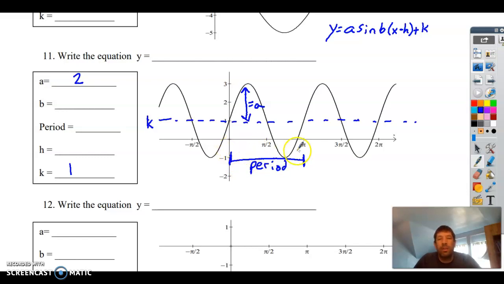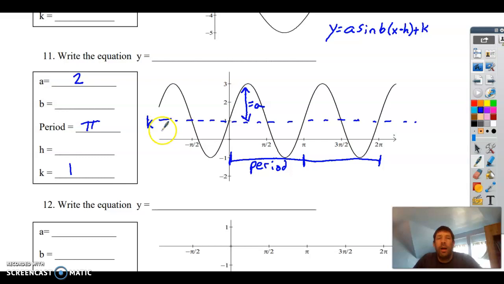So my period length, 0 to pi, that's pi. And I could find that if I started at pi and I went out to 2 pi instead. I'd see the same thing. I start here and I finish one cycle. I'm going from 1 pi to 2 pi, still a distance of pi for my period length.